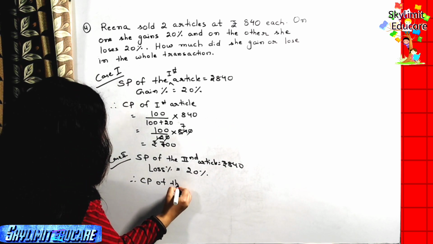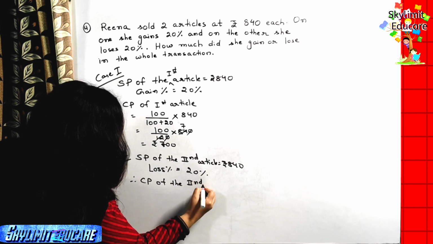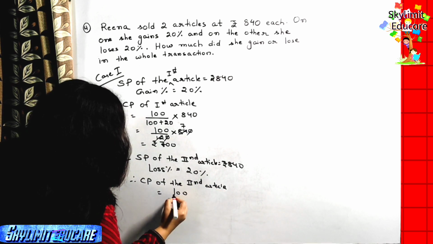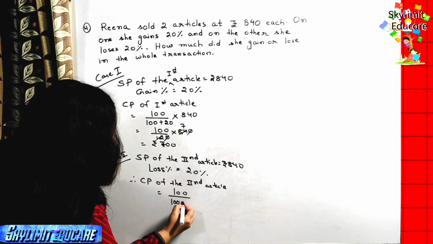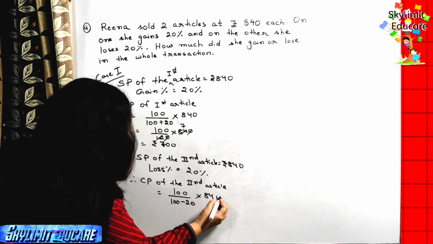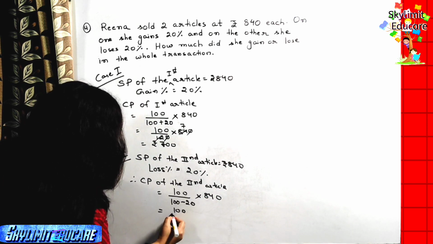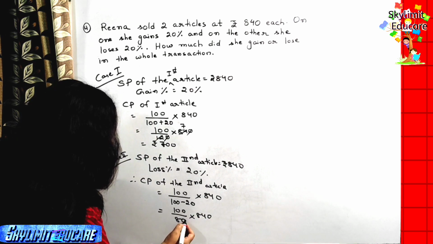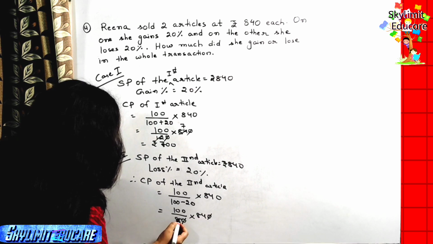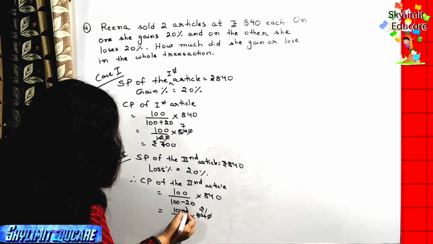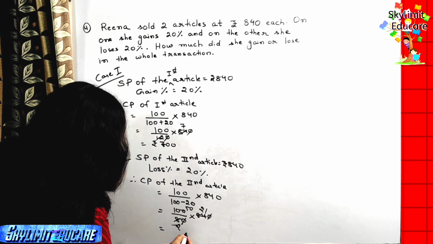So let's find out the CP of the second article. CP of the second article is 100 by 100 minus loss percent multiplied by the SP 840. So that means 100 by 80 multiplied by 840, right? So 0 0 cancels out. This is 4 2s are 21, 250.